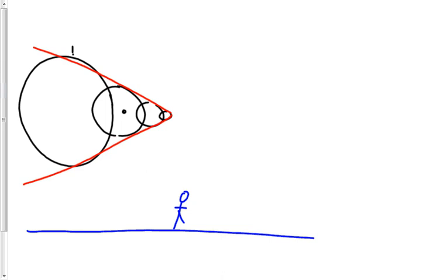So what does the guy right here hear right now? Nothing, because the waves are back here. What does the guy right here hear? Nothing. What does the really tall guy right here hear? Nothing.